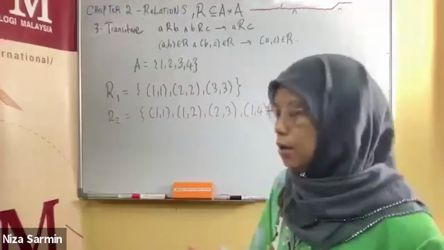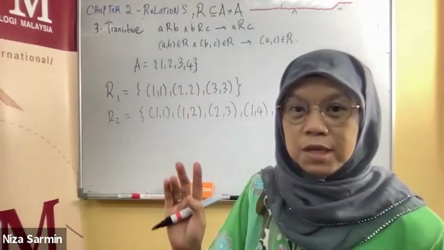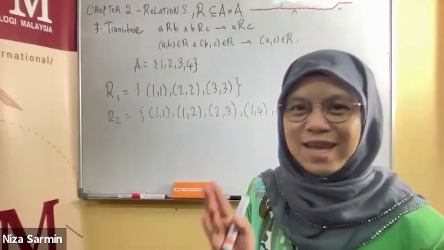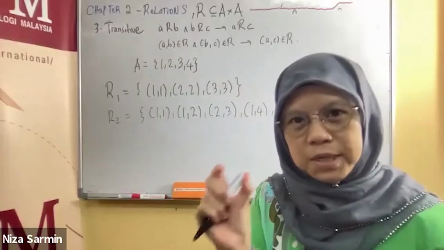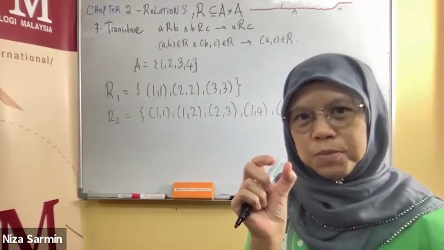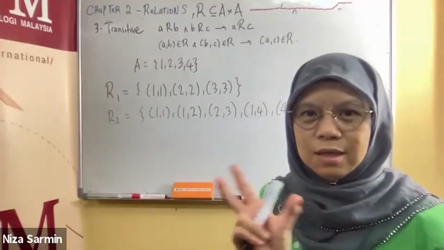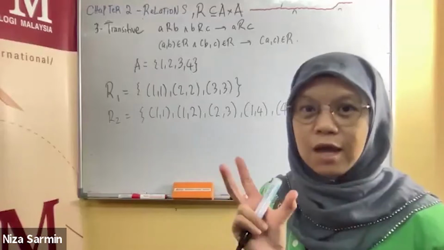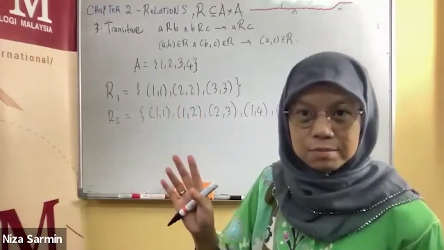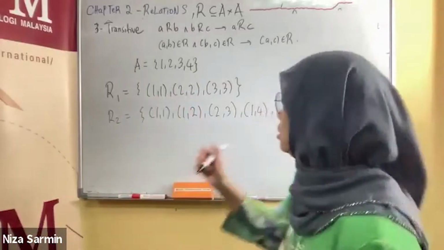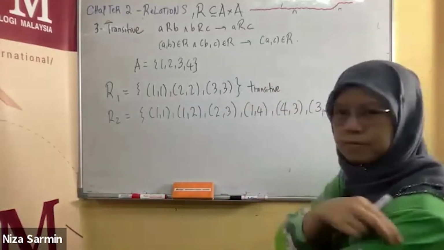So you want to see whether this is transitive. If they are all mutually exclusive, meaning they don't connect, there is (a,b) and there's a (b,c). You need to find (a,b) and (b,c) where the two b's are the same. Then you check whether the first and the last pair, (a,c), are there or not. So for this one, you don't see any connection, right? Because they're all different: (1,1), (2,2), (3,3). So this one is yes, transitive.